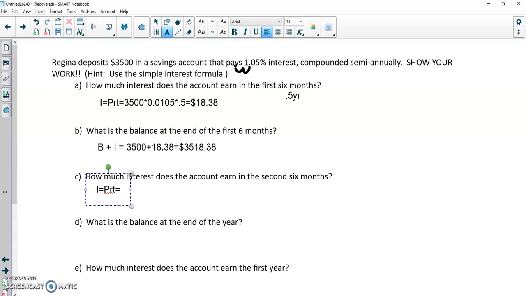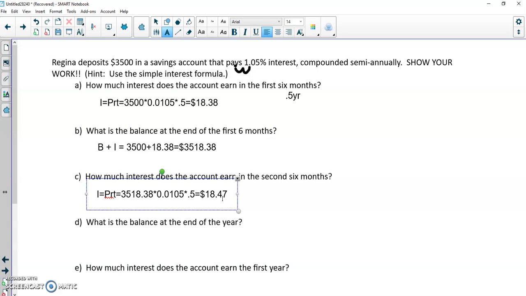So the principal, remember, is not the original balance because we earned interest in the first 6 months. So my principal is $3,518.38. My rate doesn't change. So I have 0.015 and my time, we're only looking at 6 months still. So 6 months is half a year. When I multiply those out, I'll get $18.47.